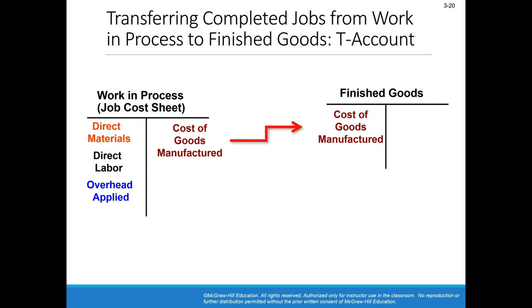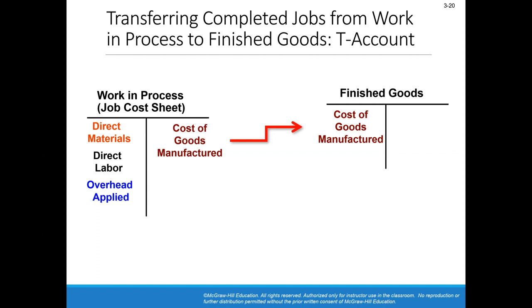So let's look at, we're in work in process. We brought all of this in. We did our direct materials, our direct labor, and our manufacturing overhead, which is that applied amount. So that's that estimate. That all comes into work in process. So at the end of the period, we're going to be looking to see, have we finished any of the products? And we usually do.